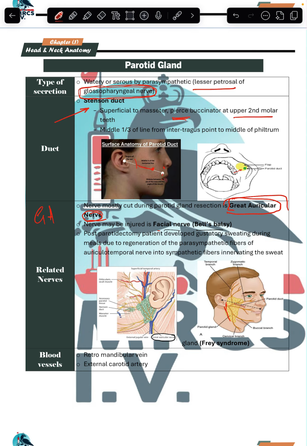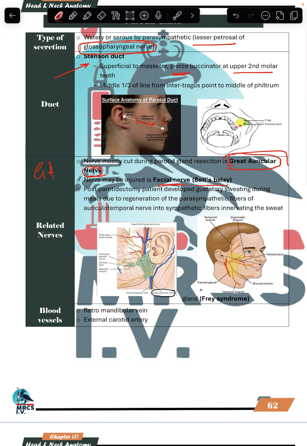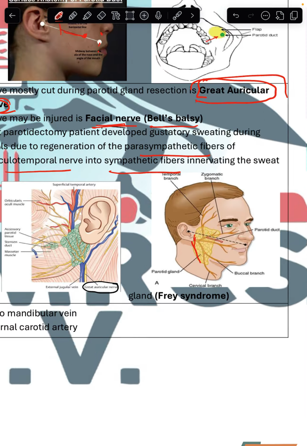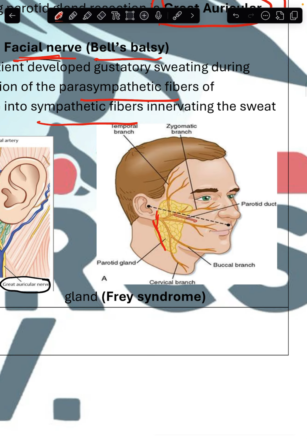The nerve that may be injured is the facial nerve. If it is injured, it causes a lower motor neuron facial palsy. Another question is that after surgery of the parotid gland, patient develops sweating and flushing of the cheek while eating, due to regeneration of parasympathetic fibers of the auriculotemporal nerve into sympathetic fibers innervating the sweat gland. So this is the question specifically regarding Frey's syndrome.